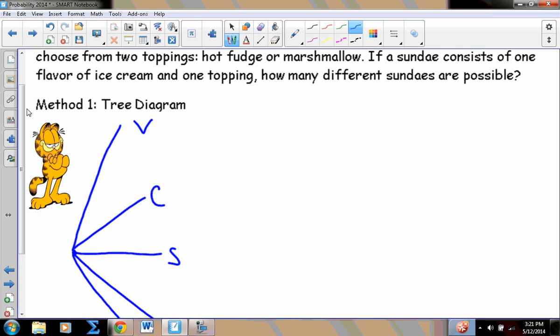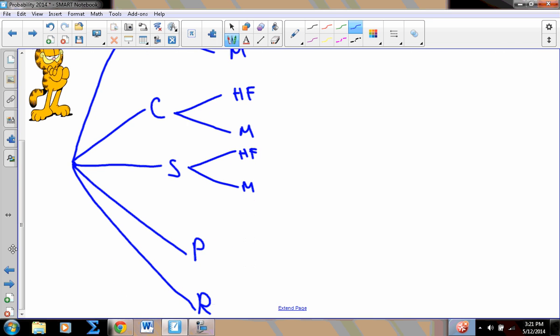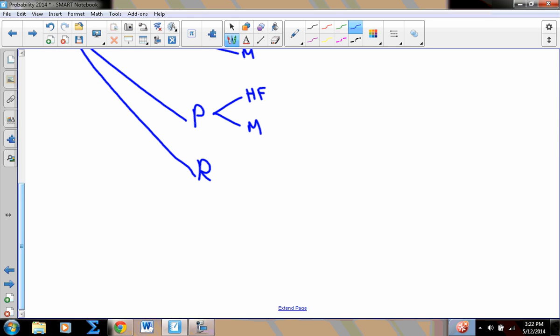That first column, or that first division, is our first choice. We first of all choose our ice cream. If I choose vanilla, I now make a second choice of hot fudge or marshmallow topping. Should I choose chocolate? Again, hot fudge or marshmallow topping. Strawberry, I can still get hot fudge or marshmallow topping. Peach, hot fudge or marshmallow topping. And raspberry, also hot fudge or marshmallow topping.